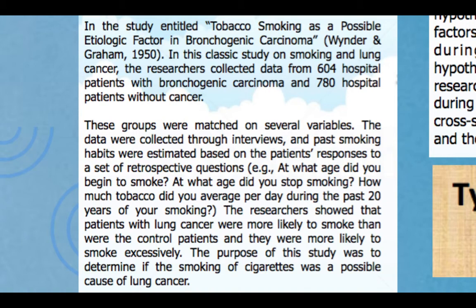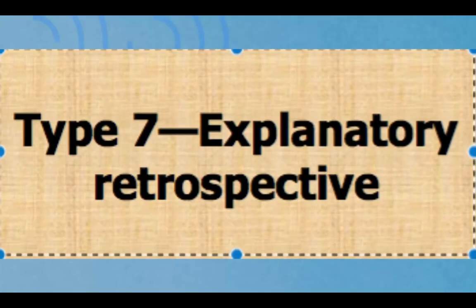So based on this context, what do you think this belongs to among the types of the new classification of non-experimental research? Correct. Your answer is type 7, explanatory retrospective.